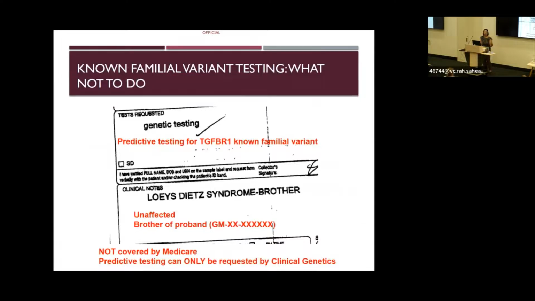So it turns out this particular patient was unaffected, and therefore it was predictive testing for this TGFBR1 known familial variant. The brother of that proband was tested through Assay Pathology. This type of testing is not covered by Medicare. Because it's predictive testing, we recommended that this patient was referred to clinical genetics for that pre-test counselling and consent.